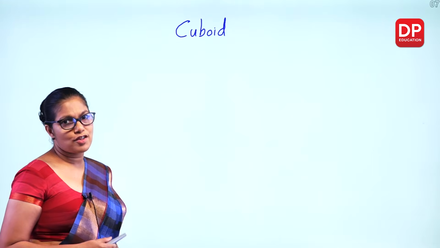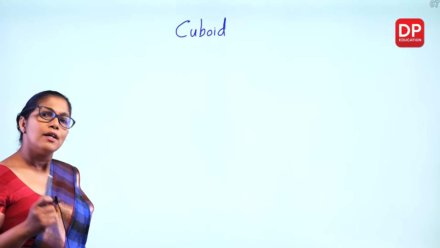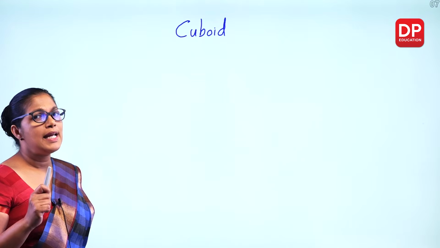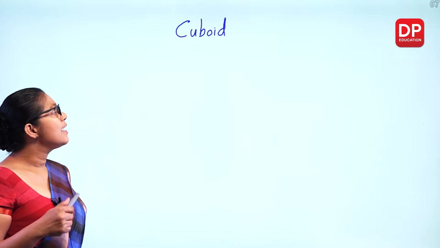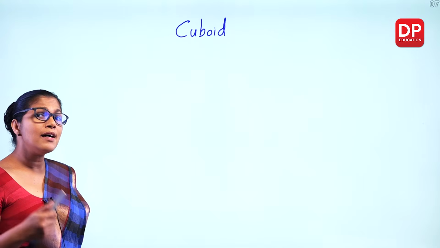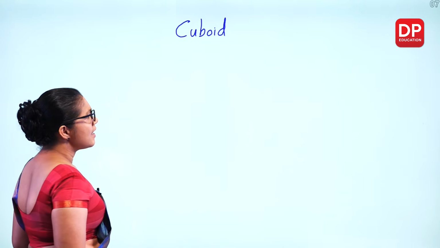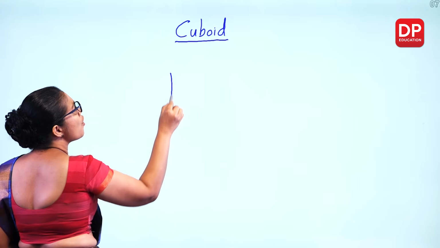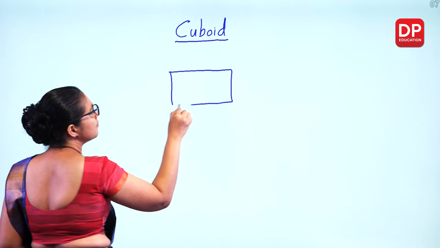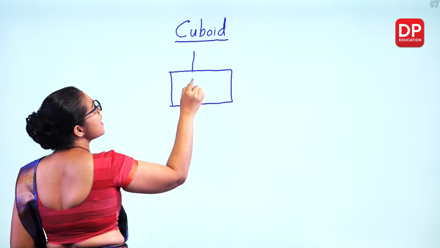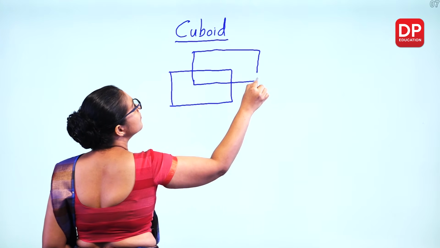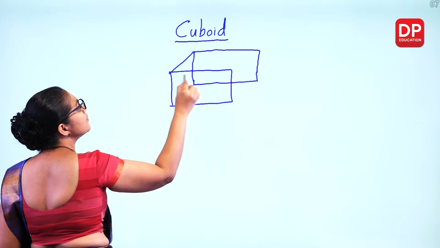Now we'll take the next shape, the cuboid. What's the difference between a cuboid and a cube? In a cube, you get squares. In a cuboid, you get rectangles. So here we'll try to draw this again. We can draw a rectangle first, another rectangle somewhere there, and connect.